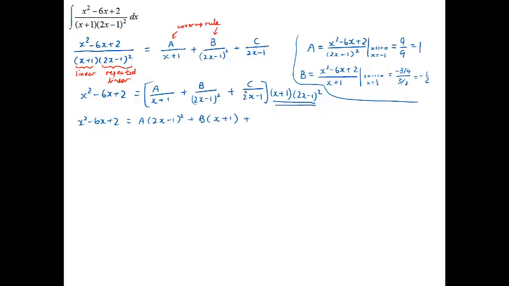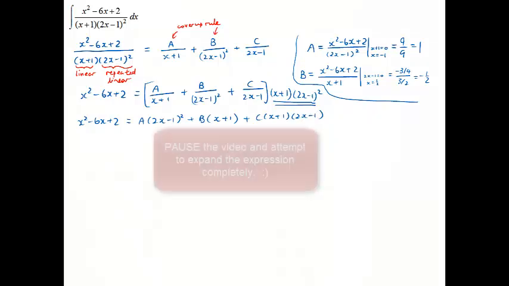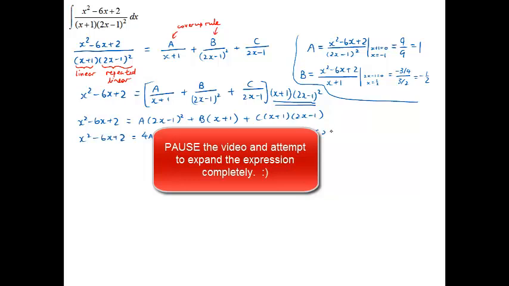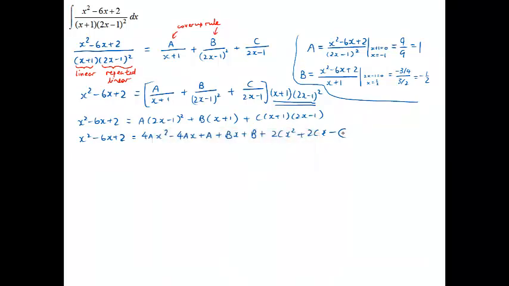finally for the last fraction, if I were to multiply to this, 2x minus 1 will cancel with one copy of the 2x minus 1. So I have x plus 1 and an extra copy of 2x minus 1. So I'm going to expand this. So this is what the expression now looks like, completely expanded.